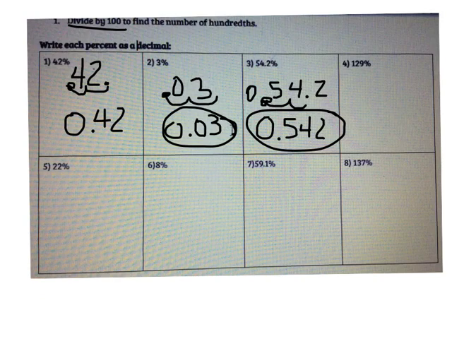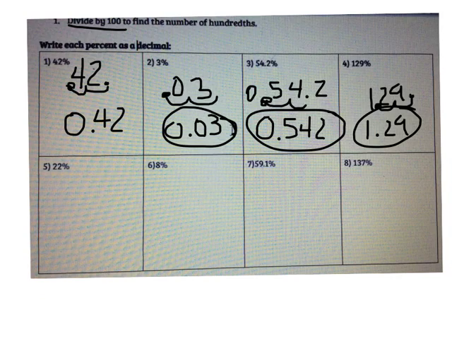129%. That's going to be more than one whole because it's more than 100. So I can move the decimal once, twice to the right. The answer is 1 and 29 hundredths. Now you try a few. Write 22% as a decimal. Well, I can move the decimal once, twice. The answer is 22 hundredths.